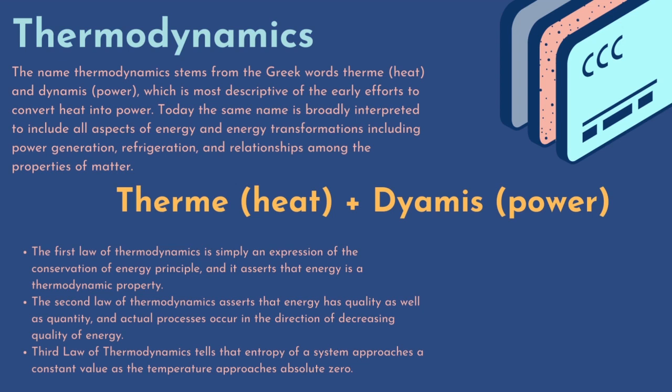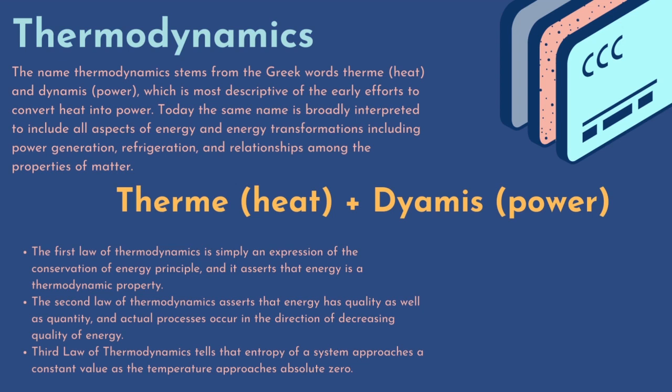The second law of thermodynamics asserts that energy has quality as well as quantity, and actual processes occur in the direction of decreasing quality of energy. The third law of thermodynamics tells us that the entropy of a system approaches a constant value as the temperature approaches absolute zero. One of the most fundamental laws of nature is the conservation of energy principle.